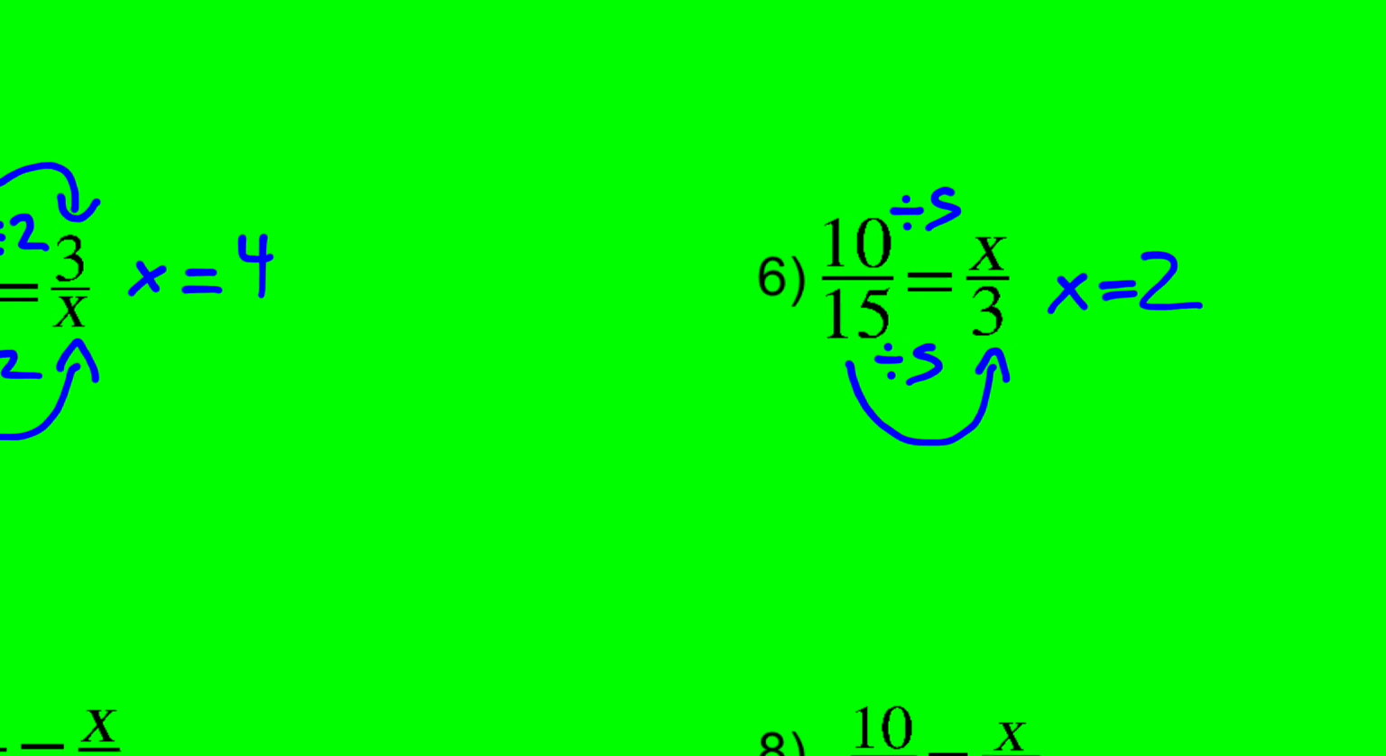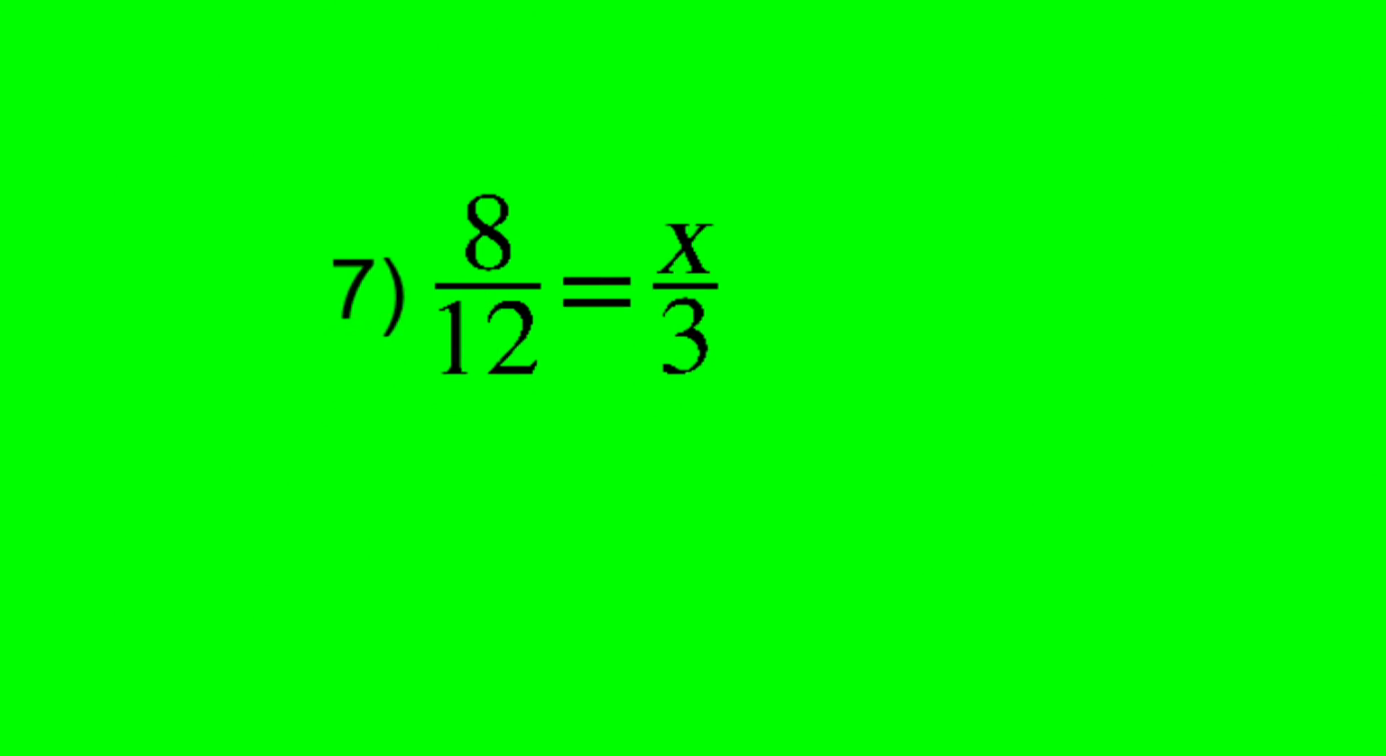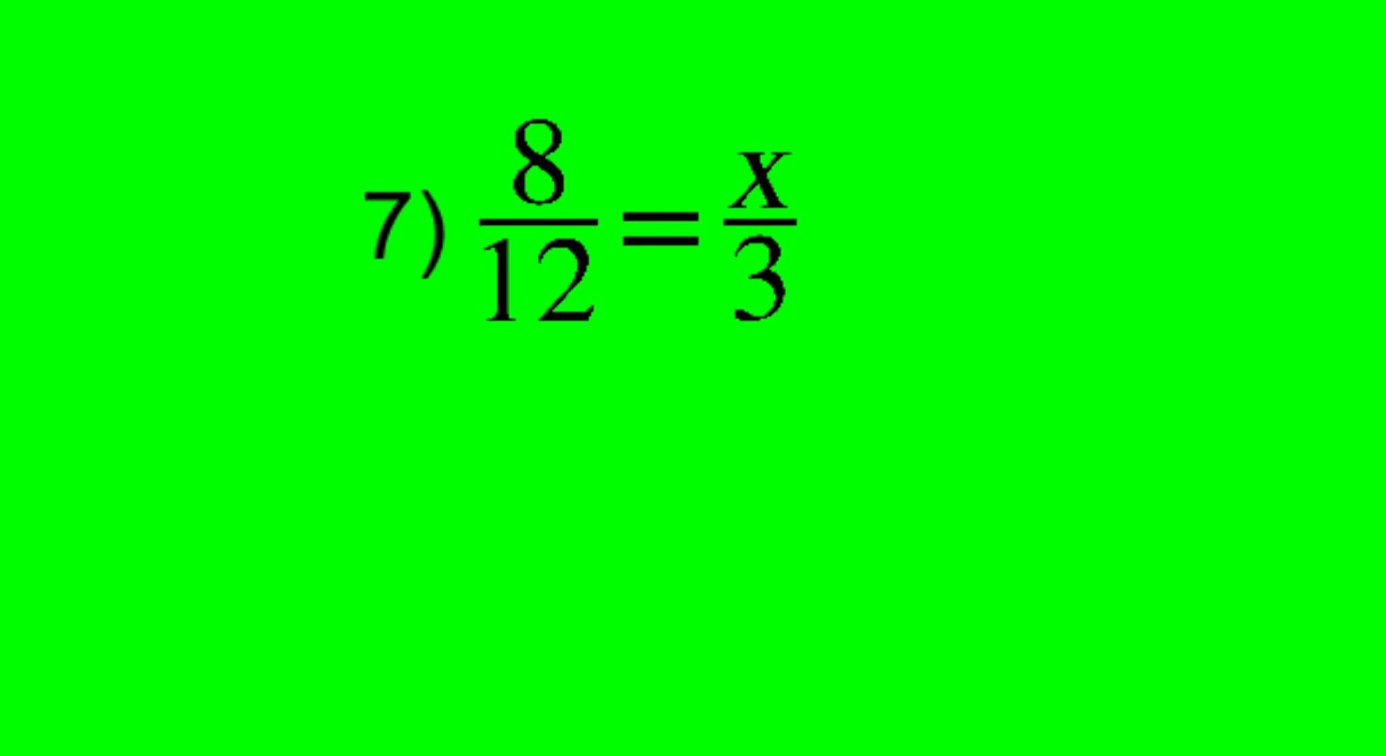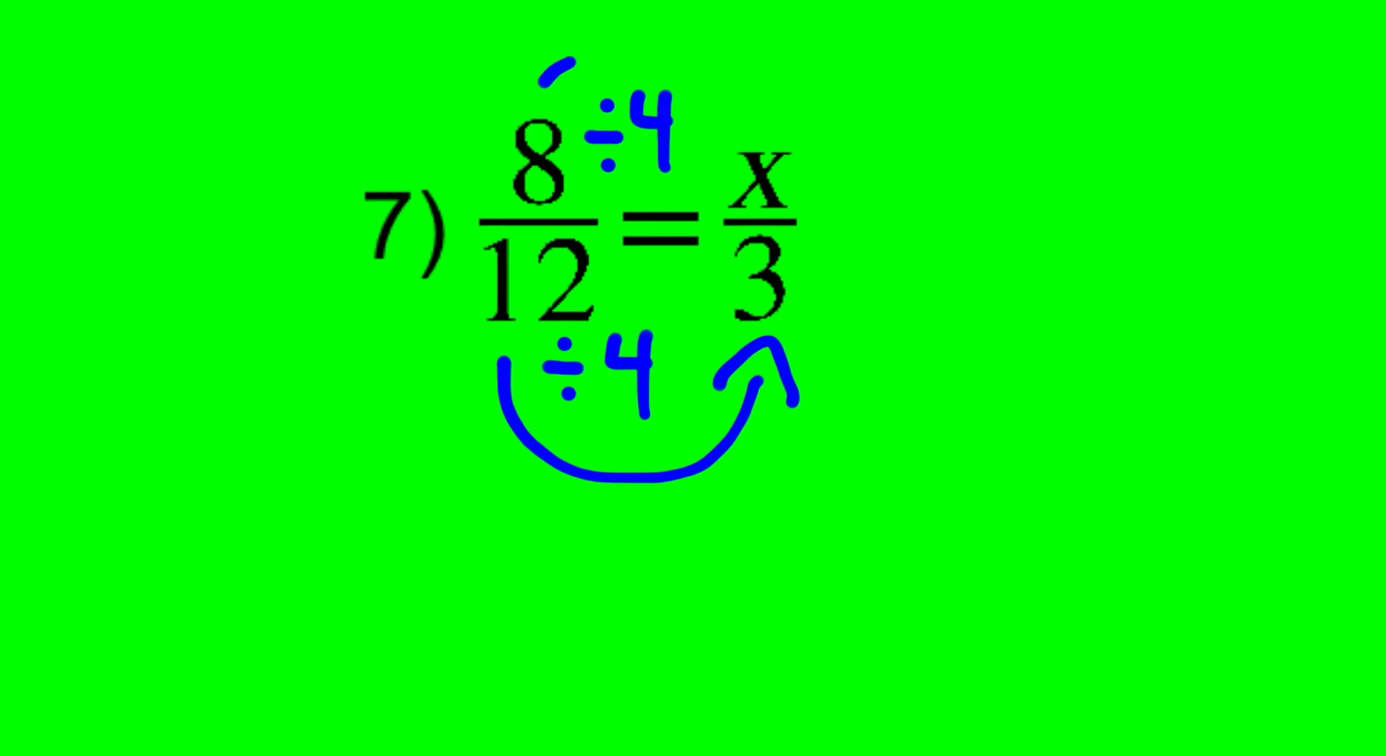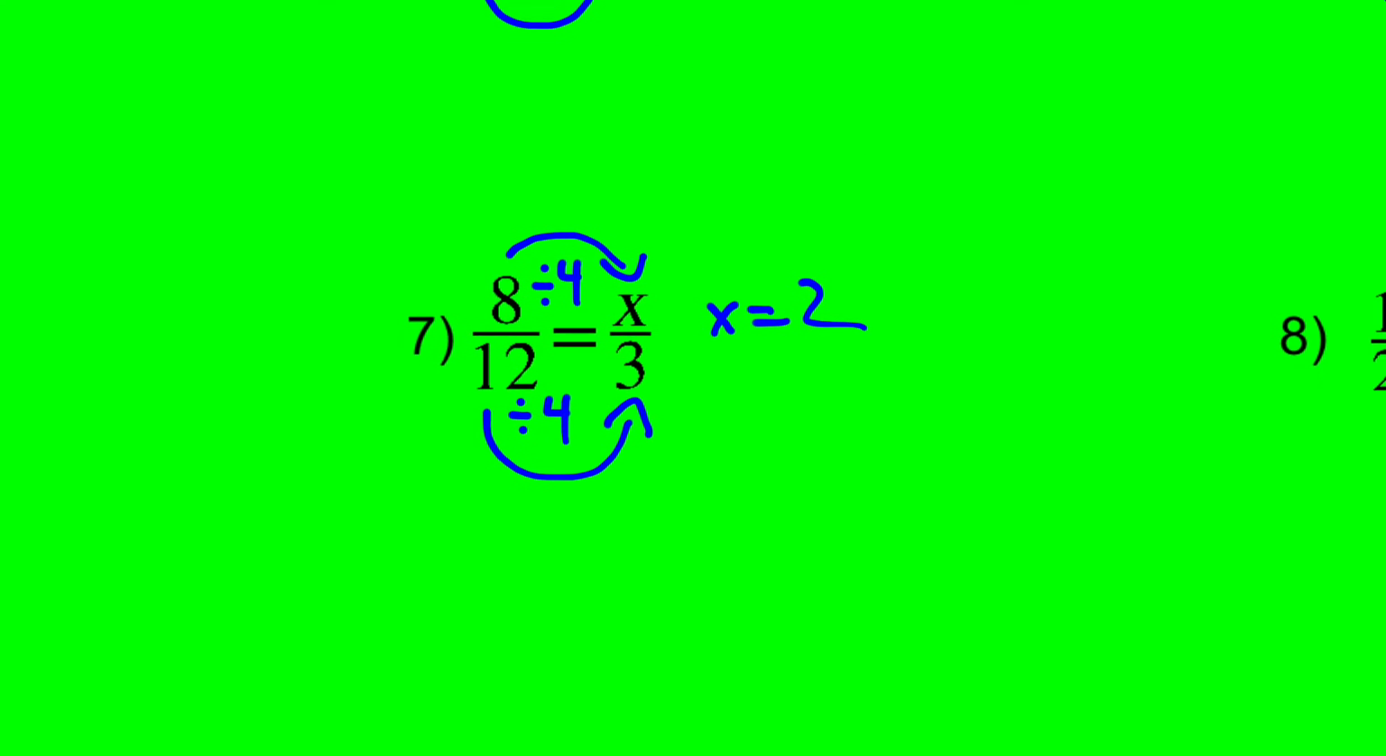I'll do a few more of these. Number 7, 8 over 12 equals x over 3. Well, to go from 12 to 3, I'm getting smaller, so I'm going to divide. And I know 12 divided by 4 equals 3. Since they're equivalent, I do the same thing to the top, and 8 divided by 4 gives me that x is equal to 2. So really you've got to recognize some of your divisions, right?